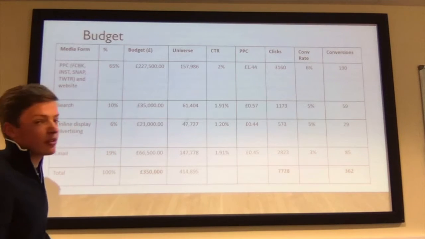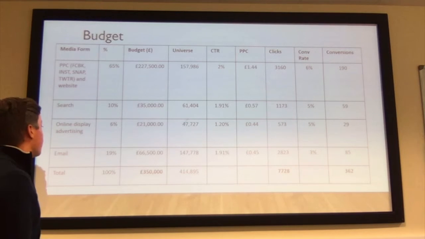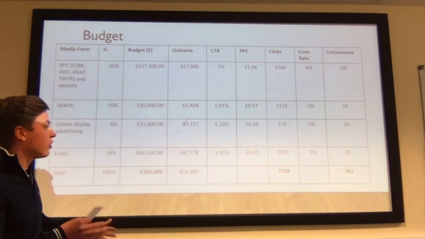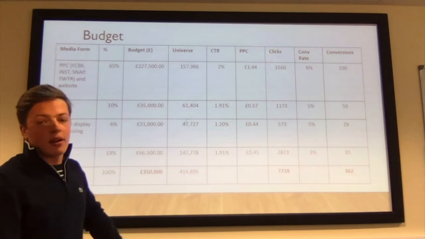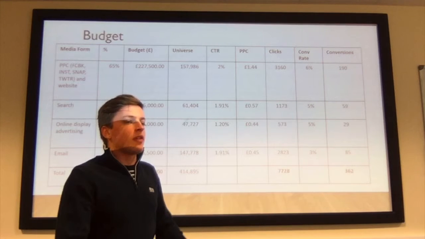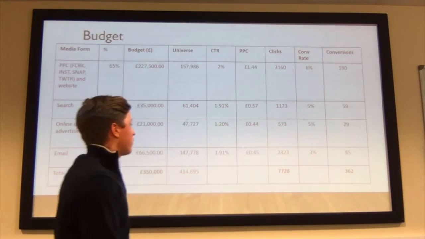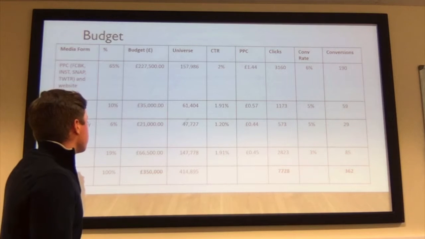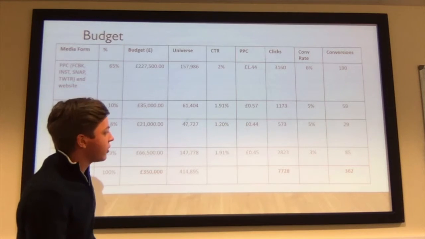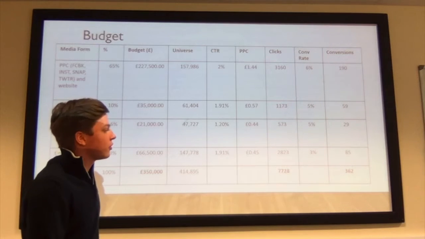The second largest aspect of our budget is 19%, which is on email marketing, because even though our largest age range is 16 to 24, there's also an age range above the age of 45, which is still relevant, and there's a lot of people there that we can influence. So once again, we'll be spending 19% of our budget, hoping to achieve a total number of conversions of 362.